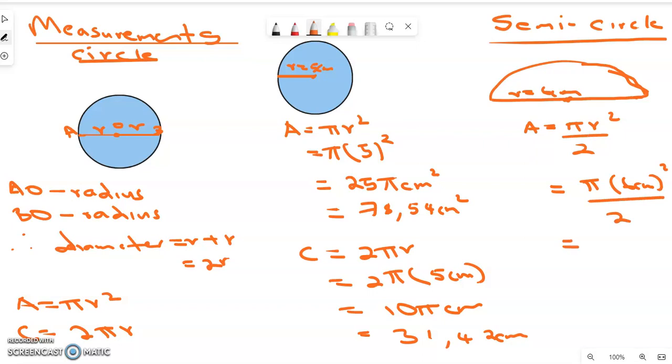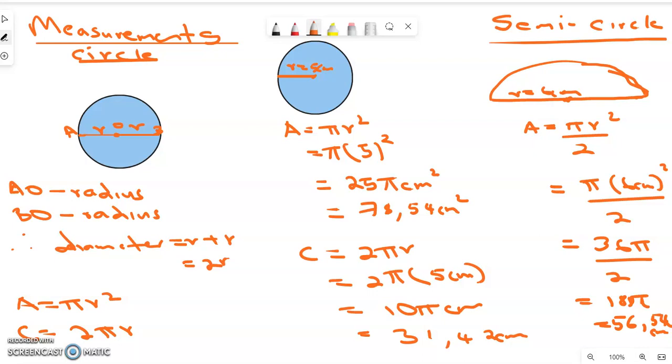So this is 36 pi all over 2, right? Let us check our answer. It's pi into 6 all squared divided by 2. So the answer is 18 pi, which in decimal is going to be 56.54 centimeter squared.